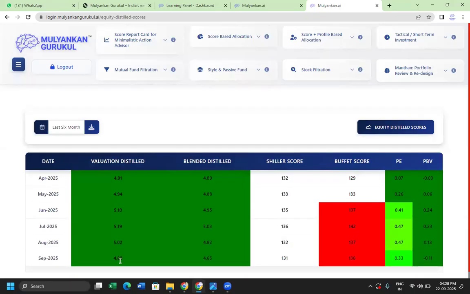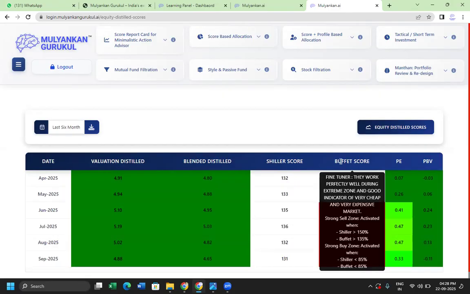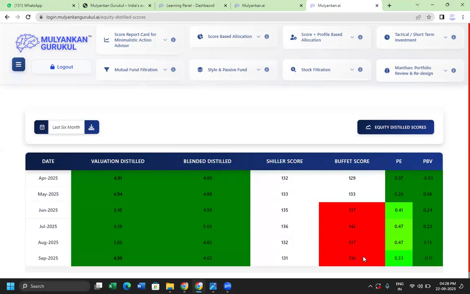But what is happening right now? All are dark green almost, one is light green, but one is still dark red. So it is still not telling you to go 100% into equity. The Buffett score reflects the market cap to GDP, and from market cap to GDP we evaluate this score. So markets are still favorable in terms of margin of safety, but not so favorable that you should sell everything, take a loan and buy equity.